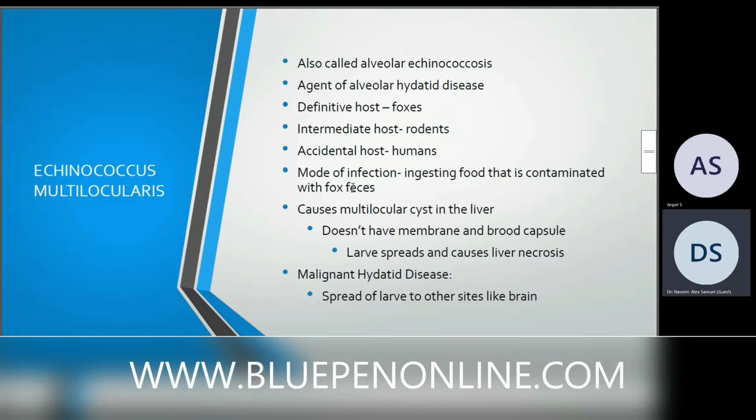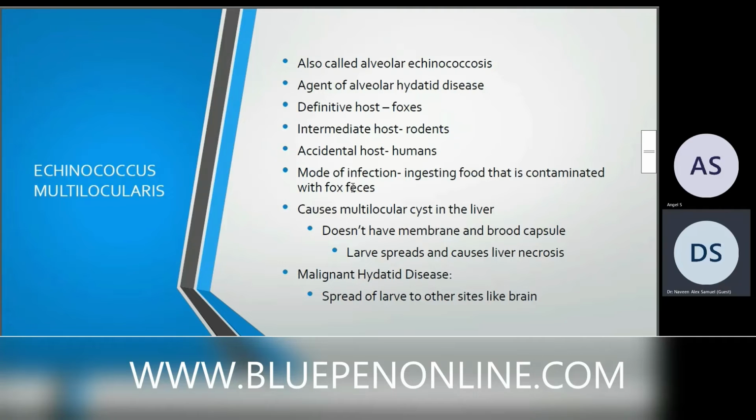Next is Echinococcus multilocularis. It is also called alveolar echinococcus, the agent of alveolar hydatid disease. Here the definitive host is not the dog, it is the fox. The intermediate host is not the sheep, but the rodents. And again the accidental host is the humans. Mode of infection is ingesting food that is contaminated with fox feces.